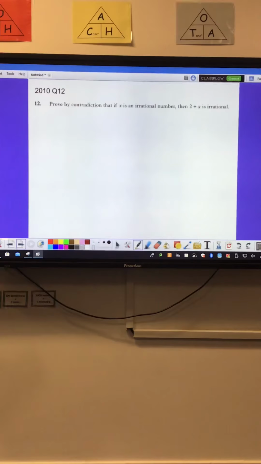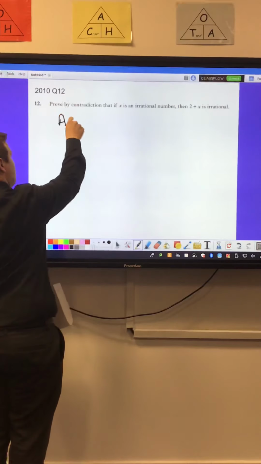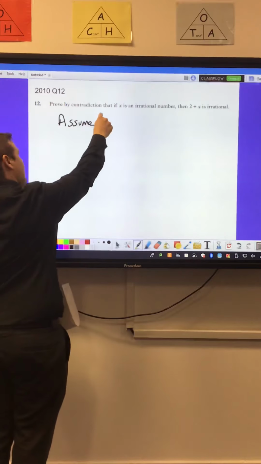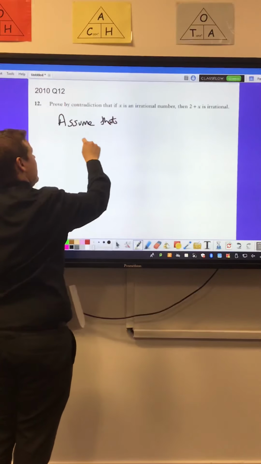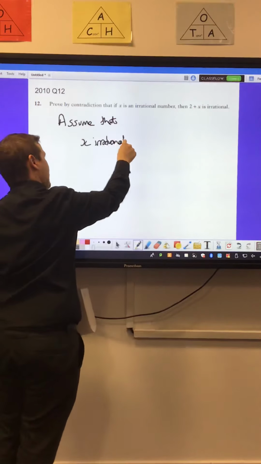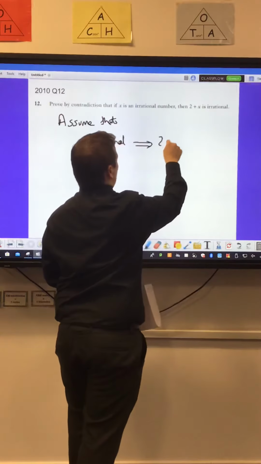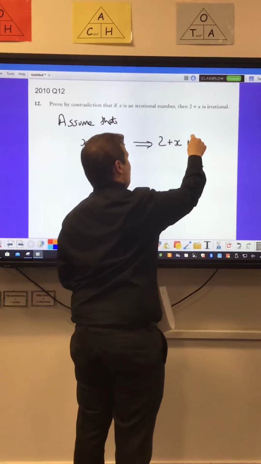2010, question 12: prove by contradiction that if x is an irrational number, which basically means it cannot be expressed as a fraction, then 2 plus x is irrational. So again, I am going to assume that x irrational implies that 2 plus x is rational.